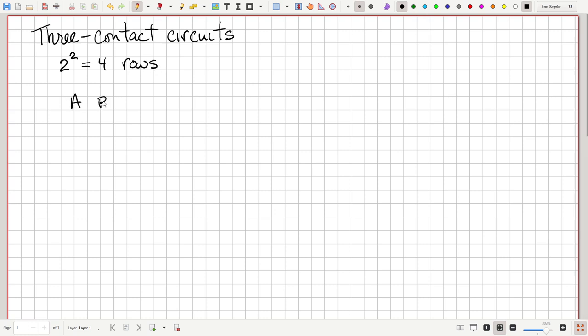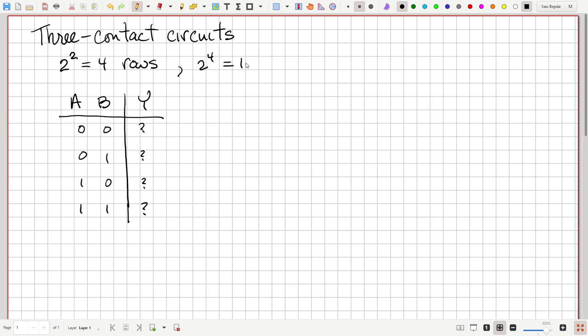You'd have an A and a B for the inputs, and then a Y for the output. And you'd go through and list all the possible values of A and B, like 0, 0, 0, 1, 1, 0, 1, 1. Right? And there would be four different rows. And then, of course, you could have either a 0 or 1 for each of the Y outputs. So for each row, you could have two possible values. So that would be 2 to the 4 is equal to 16 truth tables or functions. And we worked out every one of those, right? That was practical.